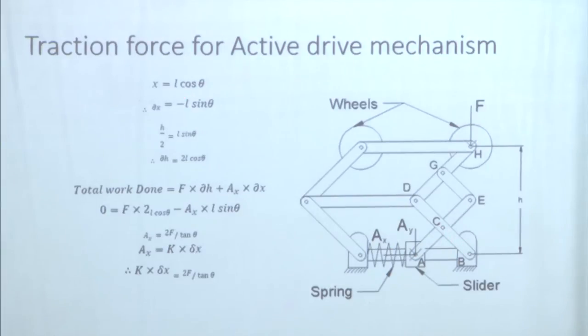L cos theta is this X, and you differentiate it to get del X. Similarly, the height has two parts, so h by 2 is L sin theta, and you differentiate that too. From the virtual work principle we know that the total virtual work is zero. F virtually works to move this h, and this k virtually works to displace this del x. So we equate this, and finally we can get this relation between F and k, by which we can decide what should be the stiffness or what will be the value of traction force.